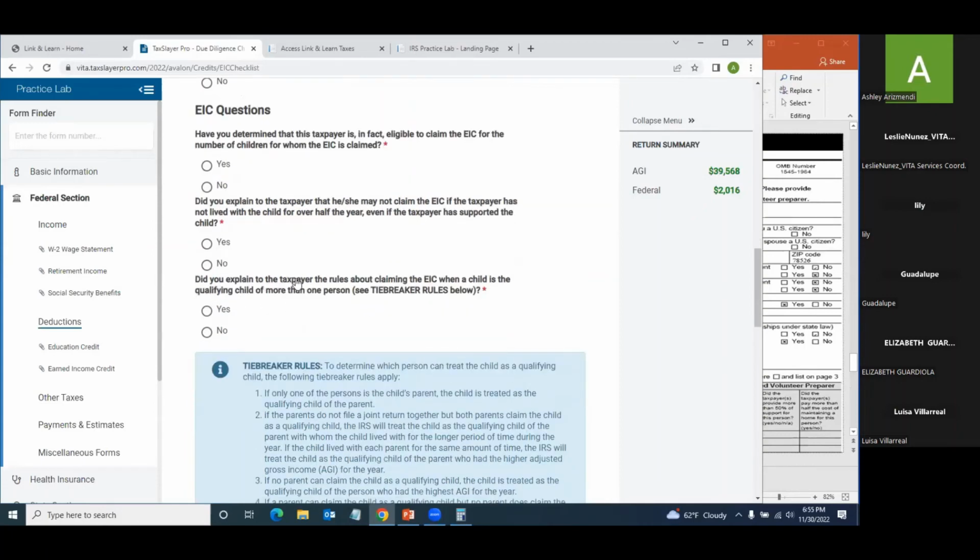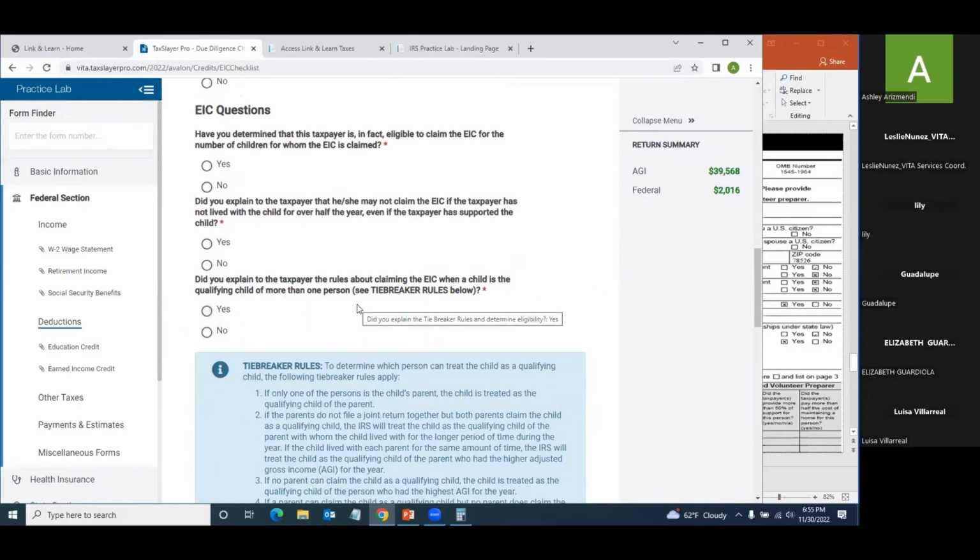Did you explain to the taxpayer the rules about claiming the EIC when a child is a qualifying child of more than one person? Usually the tiebreaker rules apply, like say if the husband is claiming the child and the wife is claiming the child. And on our 4012 handbook, it'll state the tiebreaker rules. So here, since they're married filing jointly, of course it would be yes.